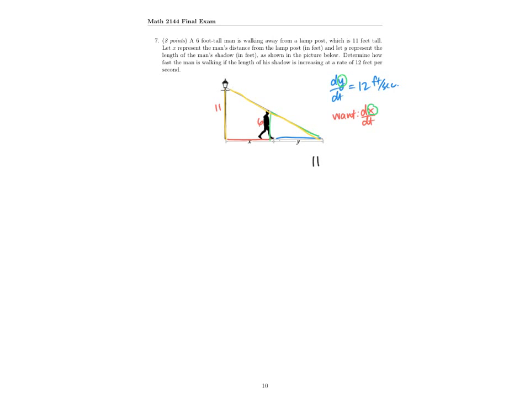So we could say the height of the big triangle over the base of the big triangle is equal to the height of the man over the base of the little triangle. And so we get that. If we multiply both sides by those denominators, we end up with 11y is equal to 6 times (x plus y). Now I can distribute that 6: 11y is equal to 6x plus 6y. And then I can take the derivative implicitly with respect to t.